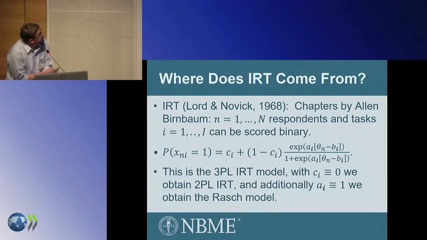Then later on, we have IRT, which is Lord and Novick. Mainly Lord is cited on that. Usually, people forget that those chapters were actually written by Allan Birnbaum. Again, N respondents, I tasks, and we have the 3PL, and Jesse already showed you that, so I'm not going to waste time on this one. Just being said that if we use the c parameter being zero, so we don't assume guessing, which is being done in PIAAC, by the way, because we don't have multiple choice items. We only have short open-ended items and computer-based items, so there's really no way to assume that you can easily guess the right response. We get the 2PL. Additionally, if all the slope parameters are the same, we obtain the Rasch model, so they are all related. One big happy family, more or less.